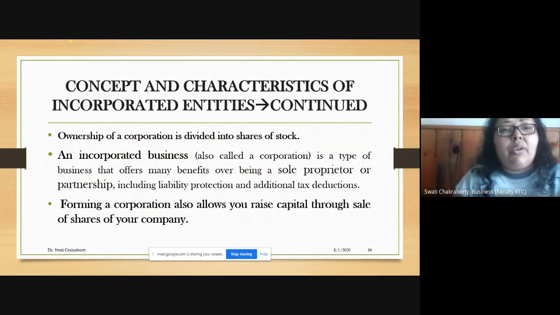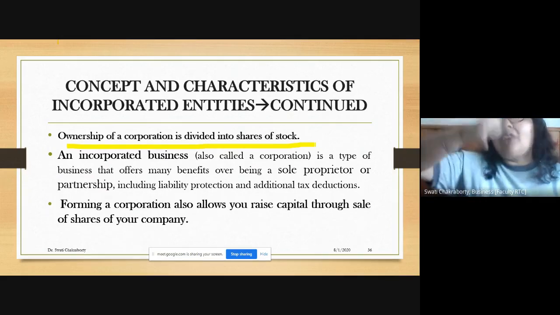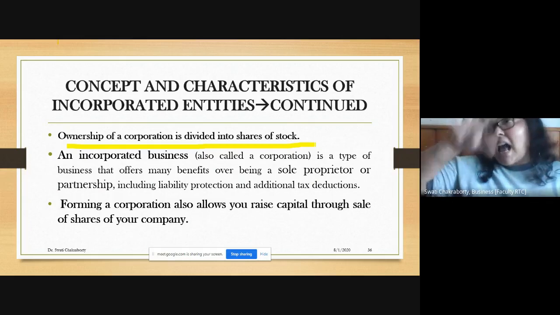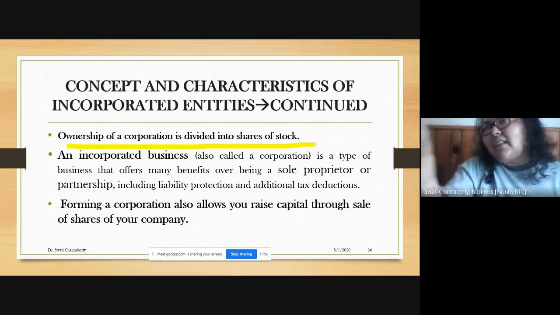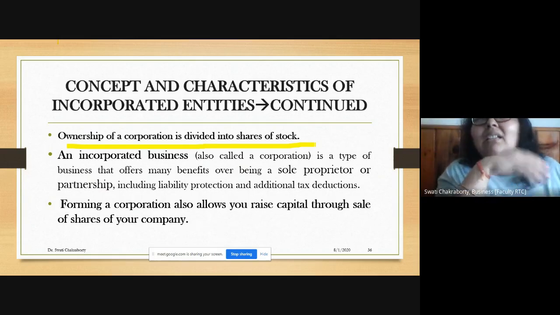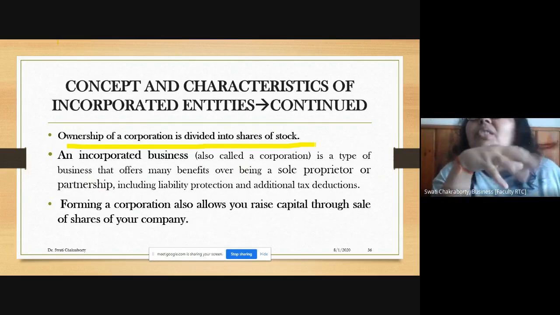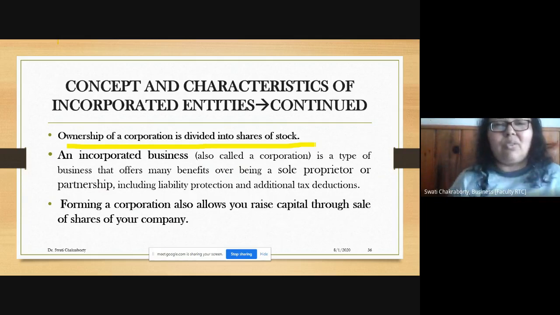Now, ownership of a corporation. When we talk of ownership of a corporation, that is divided into shares of stock. That's what we had said. The corporation has to decide how many shares it is going to float in the market. If they're floating 10 shares, and one shareholder purchases seven shares and the other purchases three, then actually it's two shareholders, right?